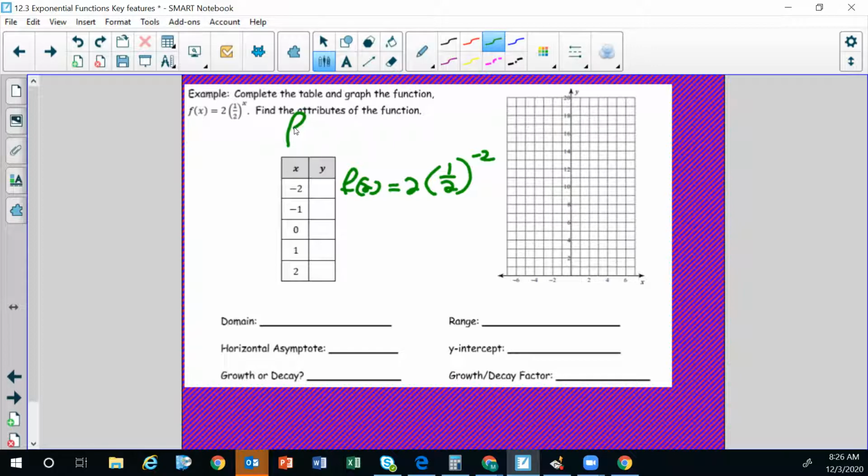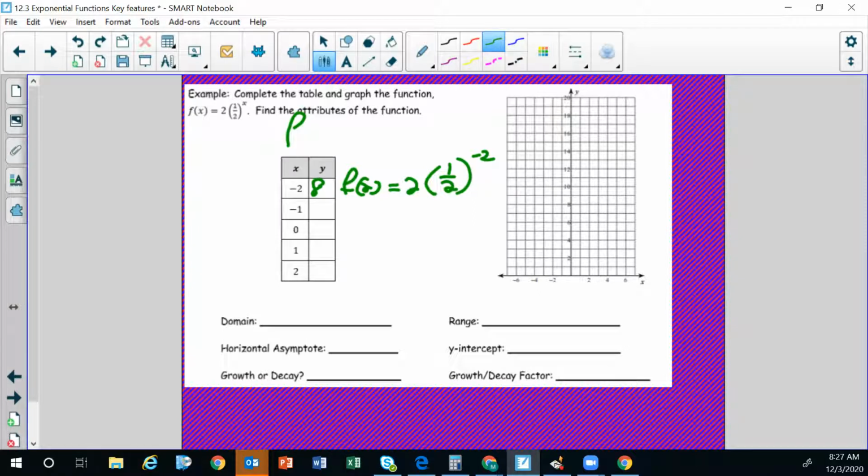You got 4. Well, 1/2 raised to the power of -2 should be 4, right? And 4 times 2 is 8. So this should give you 8. Everybody see that? If you punch it in the calculator, you get 4, and 4 times 2 is 8.